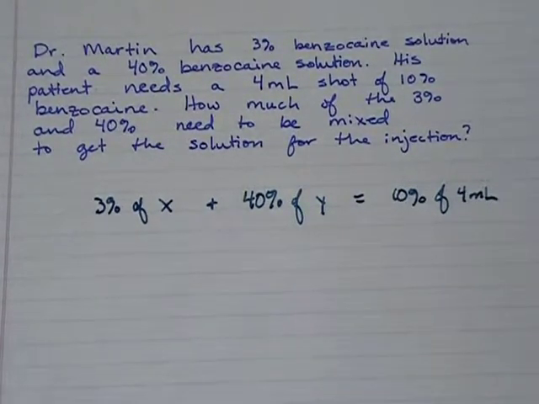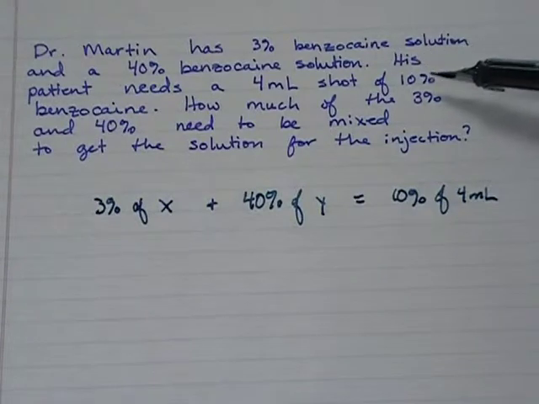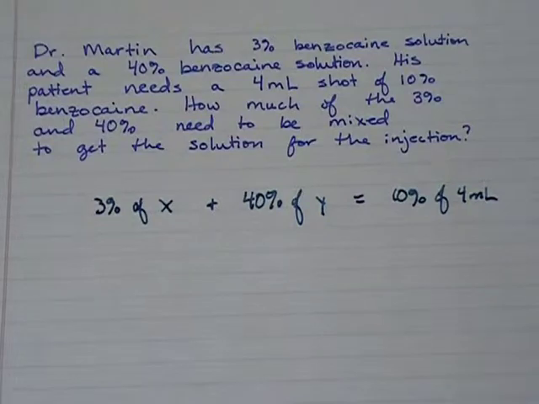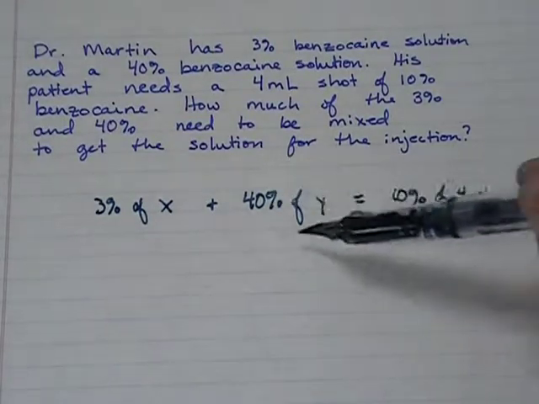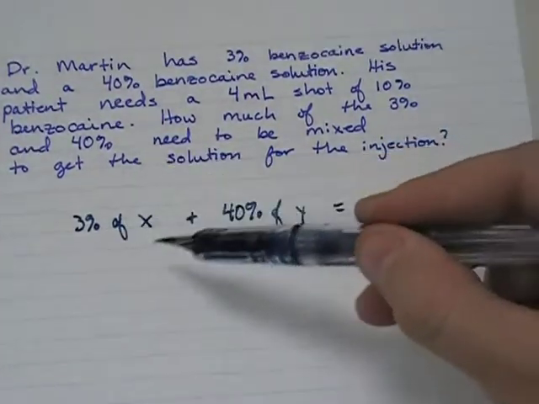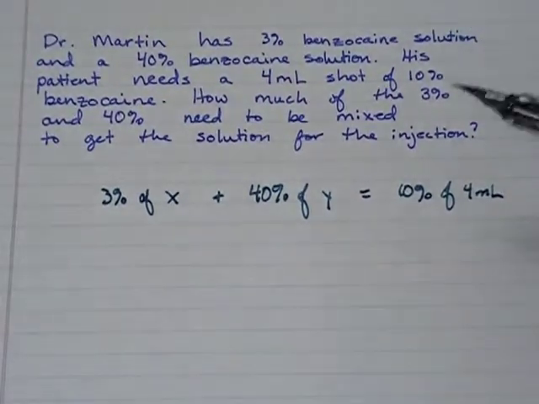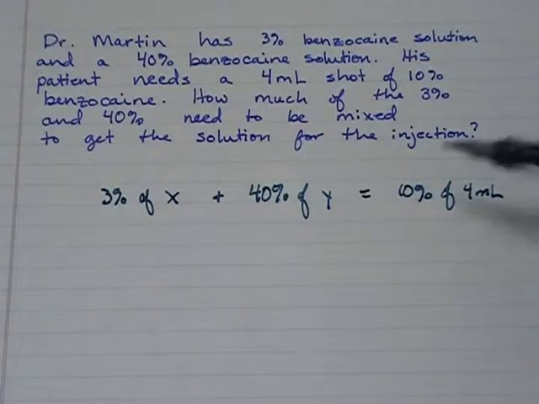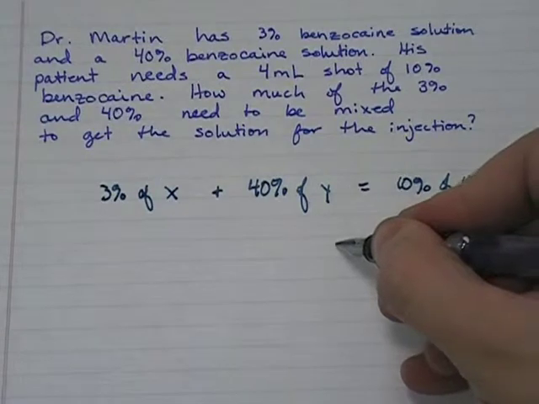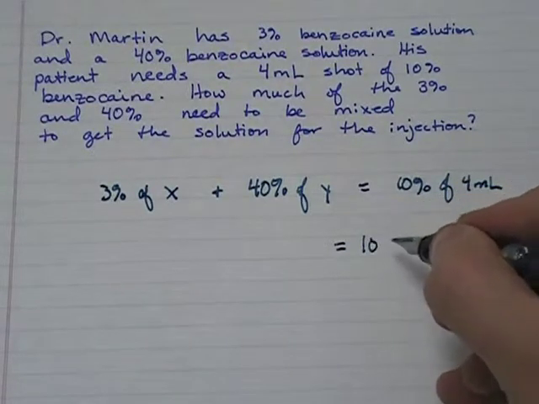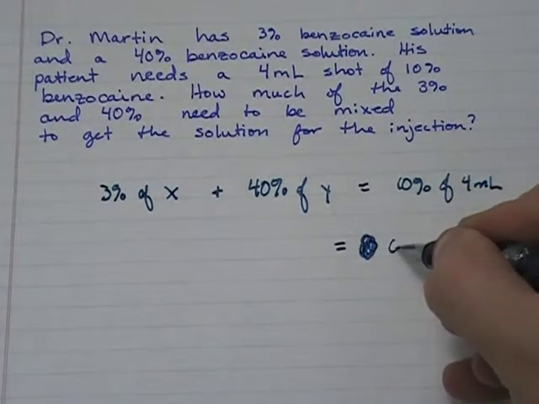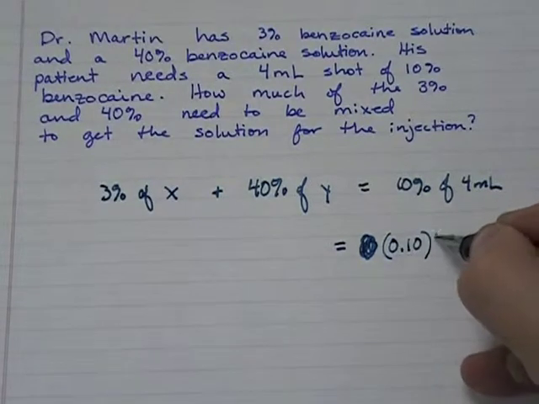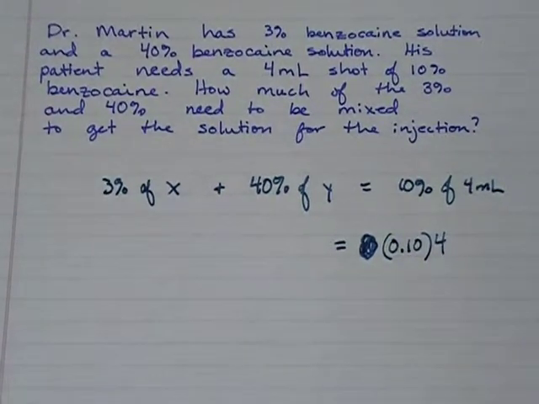What I'm doing is, if you've got a 10% benzocaine solution, that means it's 10% benzocaine and say 90% water. What I'm looking at is the amount of benzocaine in this mix plus the amount of benzocaine in this mix better add up to 10% of the 4 milliliter injection, because that's what we need to inject into this person. So this side here, the right-hand side, is real easy. It's 10%, which is going to be 0.10 times 4. That's, ta-da, there's the right-hand side done.